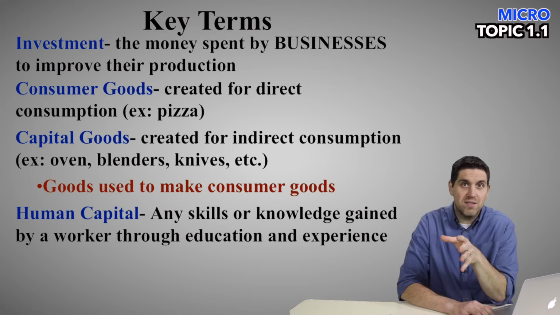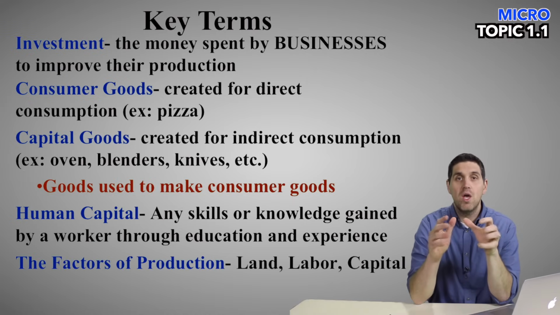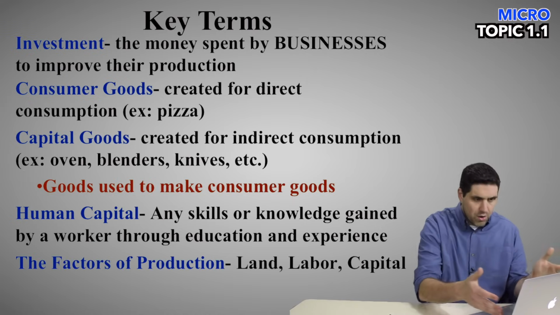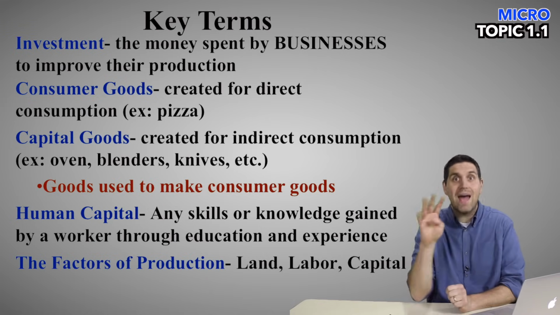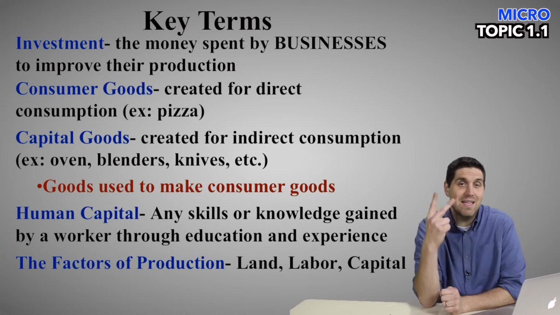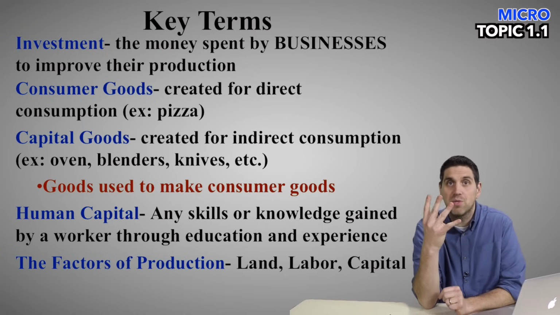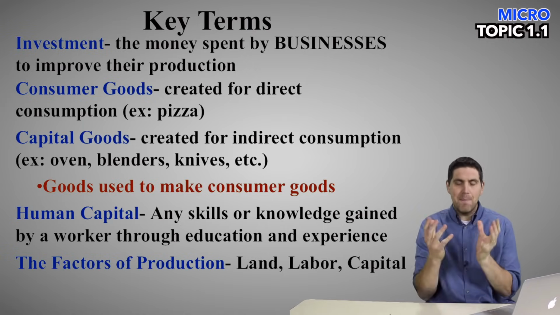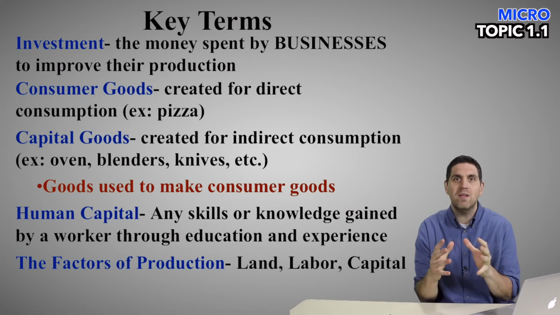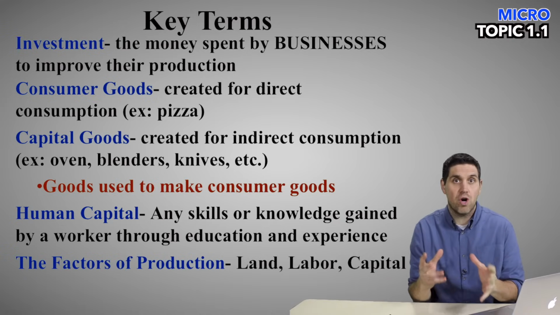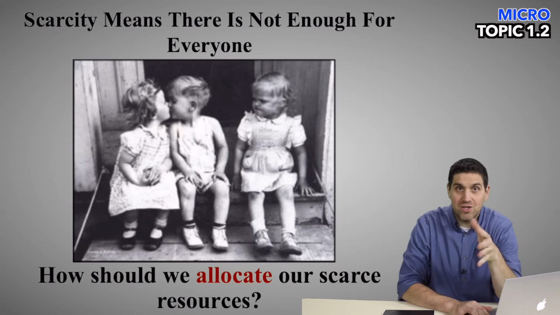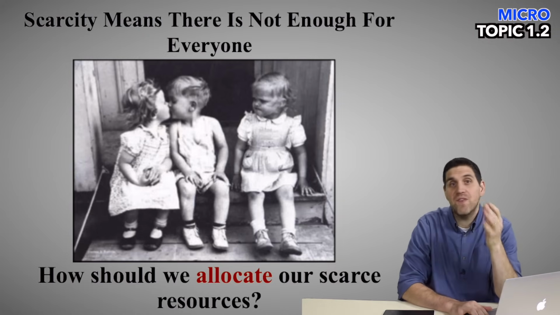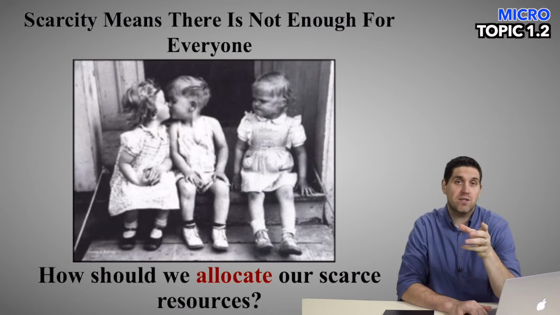Now, another thing you're going to hear is something called the 4 factors of production. When you produce something, if you produce a computer, if you produce a table, if you produce a cell phone, there's resources that go into it, and they can be categorized into 4 things: land, labor, capital, and some people say entrepreneurship. So inside any product, there's certain resources that go into it. Who owns the resource determines what kind of economic system you have. Now let's look at the big picture. Scarcity means there's not enough for everyone, so we have to figure out the best way to allocate our scarce resources.